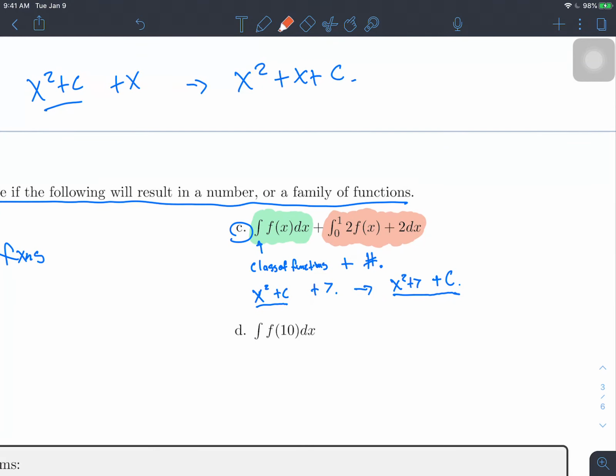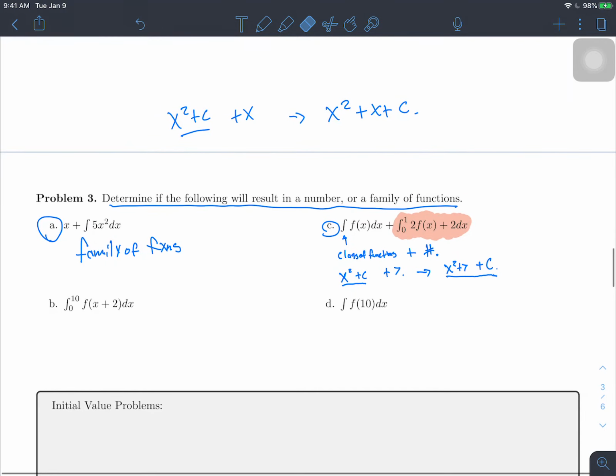Basically anytime we see one of these indefinite integrals, we're going to wind up with a class of functions, because if we take a class of functions and we add a function to it, we still have a class of functions. And if we take a class of functions and we add some number to it, it's still the same class of functions, in fact.